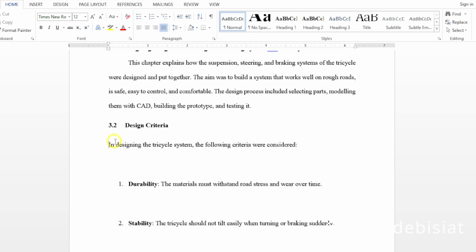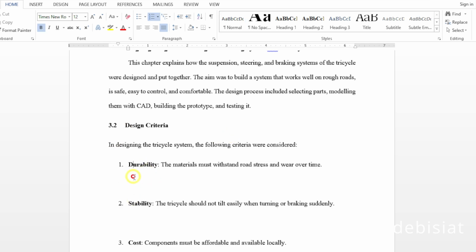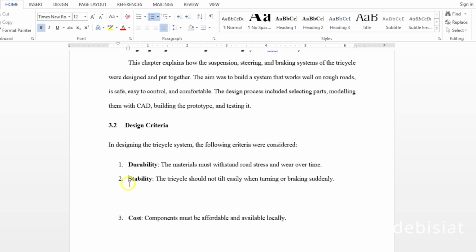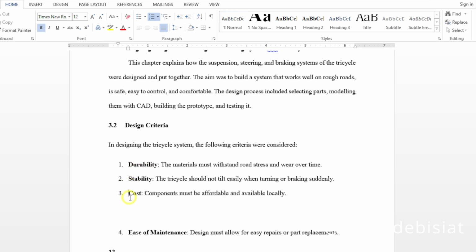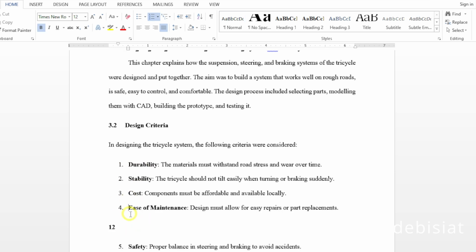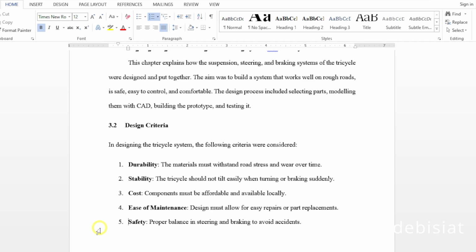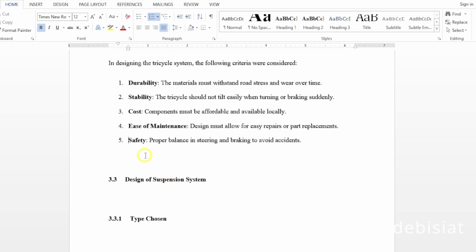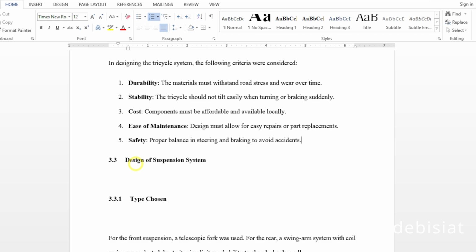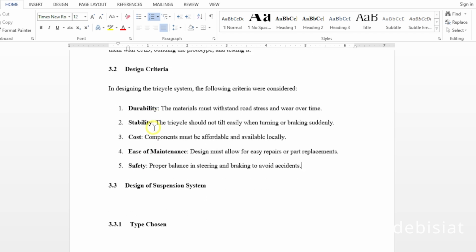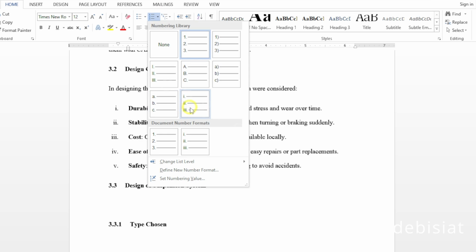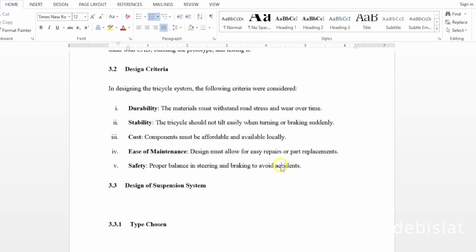Design criteria. In designing, the following criteria were considered. 1, durability. For an undergraduate project, this is still acceptable. However, if it's a postgraduate project, you don't just say these are the design criteria, except you bring a credible source with reference. Since these are undergraduates, you can just let it slide. Durability: the system must withstand road stress.